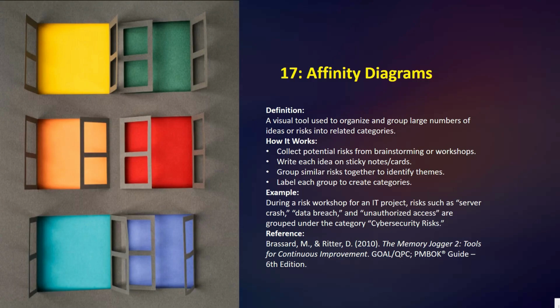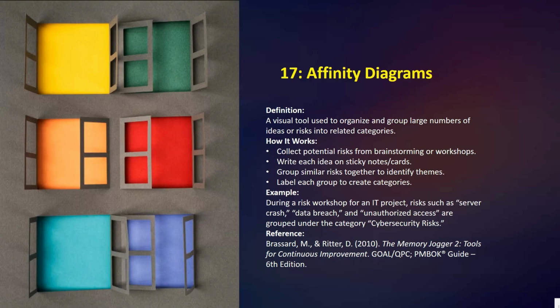Then we can also use cards. Group similar risks together to identify themes, then label each group to create categories. First, you write each identified risk on a separate sticky note. Then you move the notes around on a wall or a board, clustering them based on natural similarities or common themes. This process helps the team find patterns and create logical categories out of what initially seems like a random collection of risks or ideas.